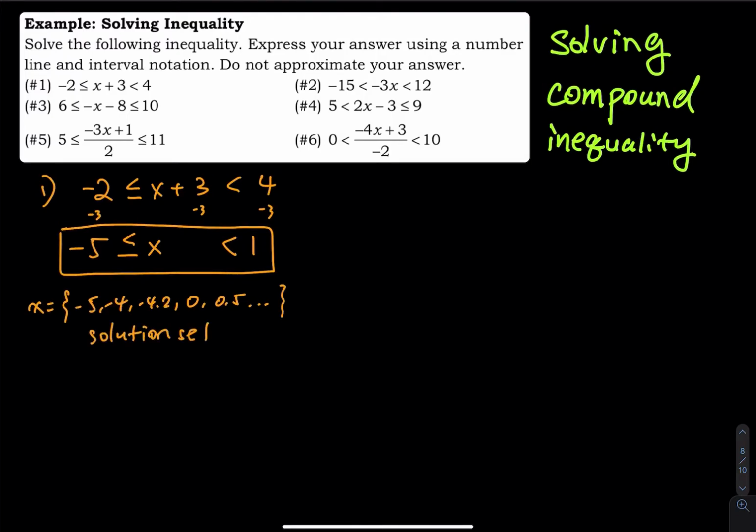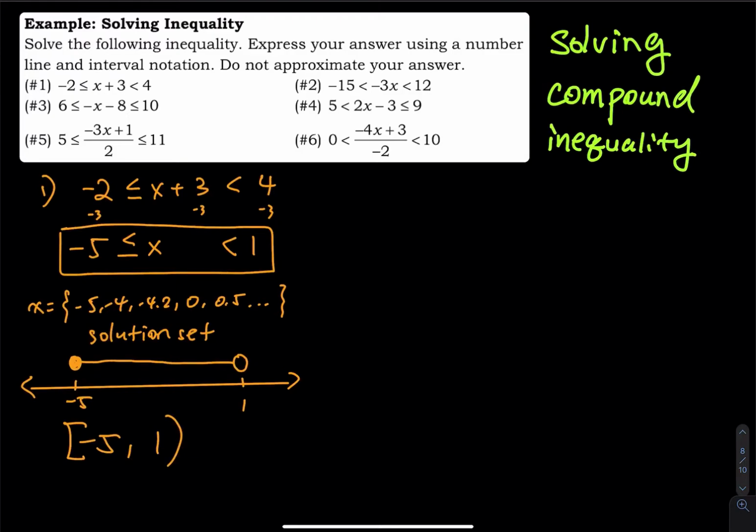Let's graph the solution set. So we have a -5, we have a 1, don't worry about the rest of the numbers. So greater than or equal to -5, and then cannot be equal to 1, so we use an open circle. So the interval is -5, comma, 1. Okay, so that's the first one.